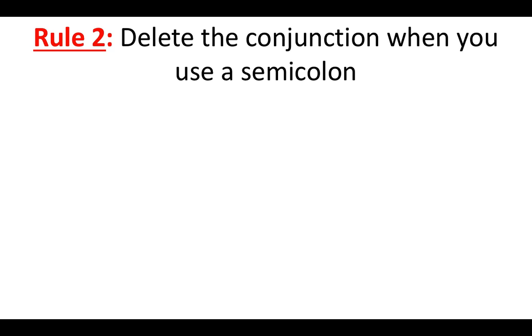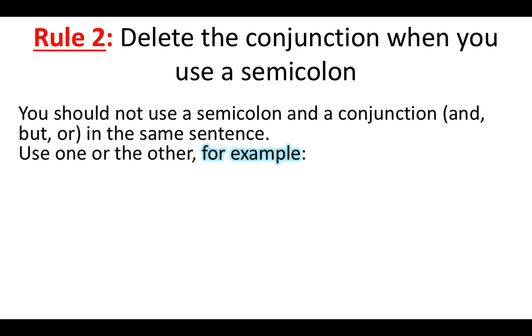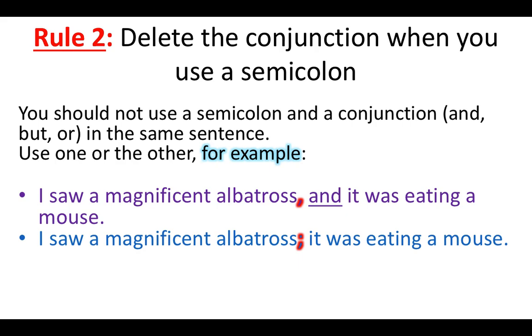Rule 2. Delete the conjunction when you use a semicolon. You should not use a semicolon and a conjunction, for example, and, but, or, in the same sentence. Use one or the other. For example: I saw a magnificent albatross and it was eating a mouse. Instead, when you add a semicolon, you take out the "and," so the sentence would be: I saw a magnificent albatross; it was eating a mouse.